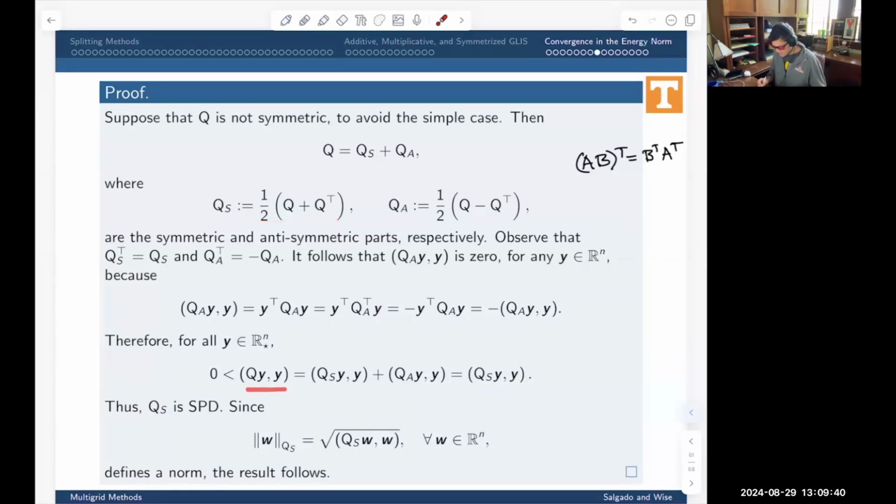So this is ultimately equal to this. The positivity of this for any Y means that QS is not just symmetric, it's symmetric by construction, but also positive definite. So QS is symmetric positive definite. Since QS is symmetric positive definite, then of course this is a matrix. Sorry, this is a matrix norm. No, let me back up. I made a bunch of incorrect statements all in a row. This is a vector norm. Since QS is symmetric positive definite, this becomes a vector norm.